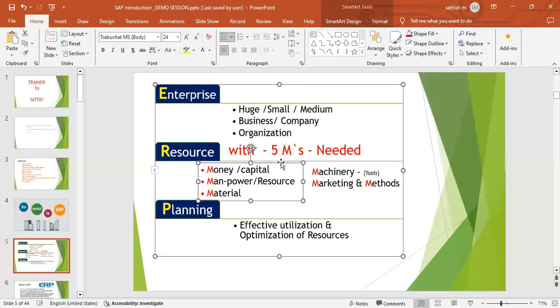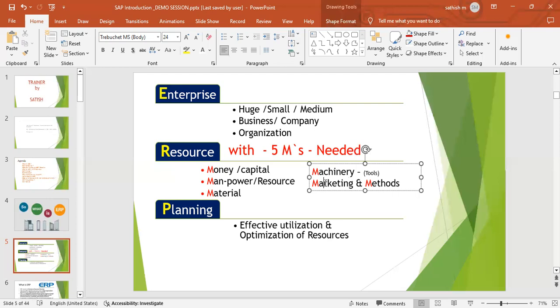Satish, one second. Yes. Can you please say once again about marketing and methods? I got the manpower, I got the machinery, I got the capital. Yeah, right, marketing and methods.